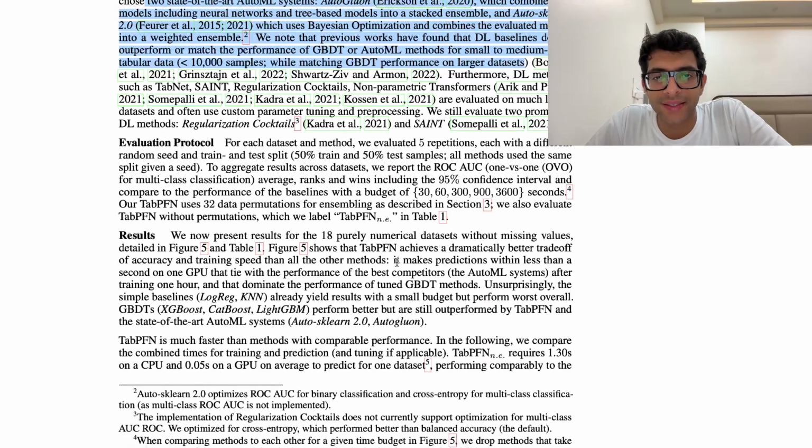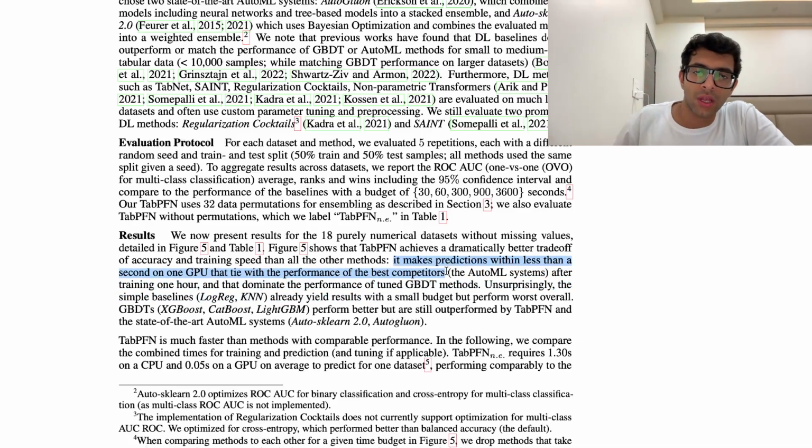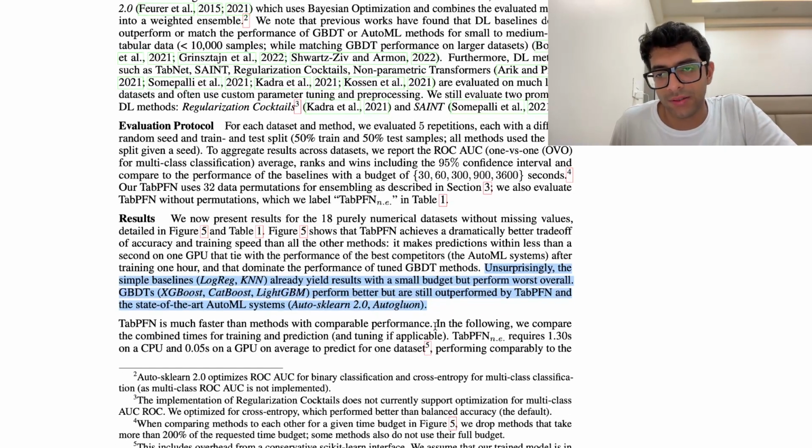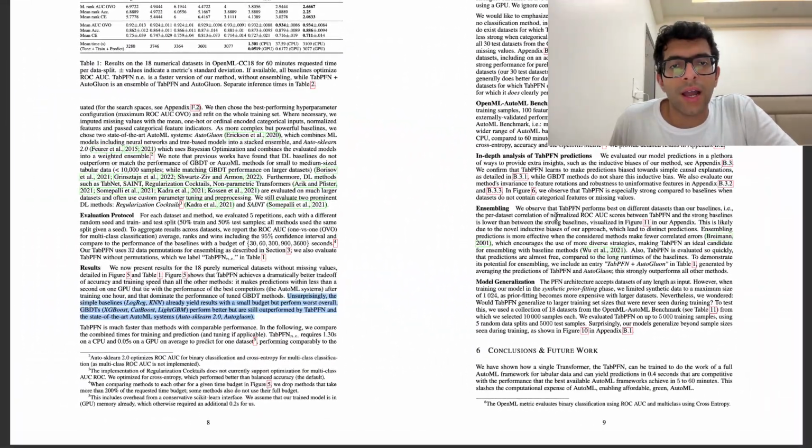So yeah, as you can see from the results section itself, TabPFN makes better predictions within less than a second on one GPU and ties in performance with the AutoML systems. And these are the decision trees, the gradient boosted decision trees. And unsurprisingly, the simple baselines already yield results with a small dataset but perform worse overall. And on the flip side, on larger datasets they perform better but are still outperformed by TabPFN and state-of-the-art systems. So yeah, I think this covers it in a very broad sense.